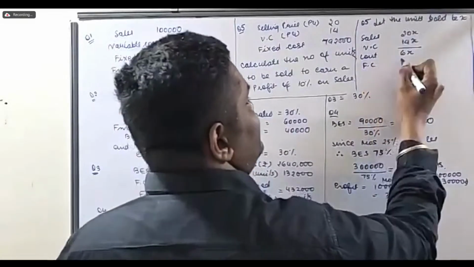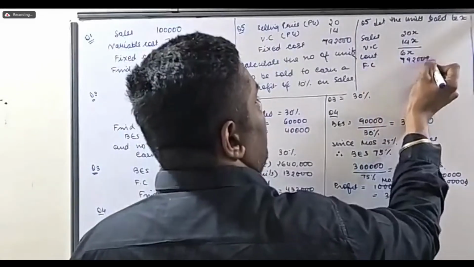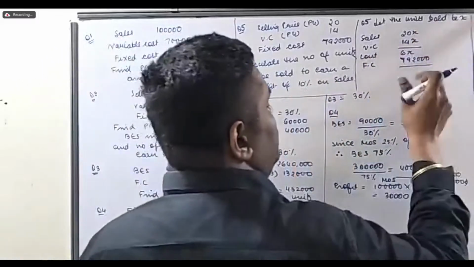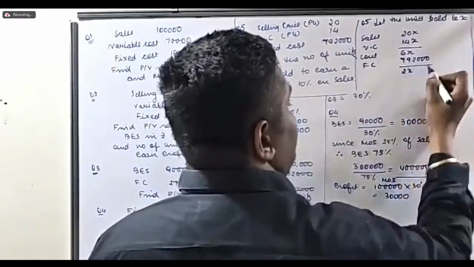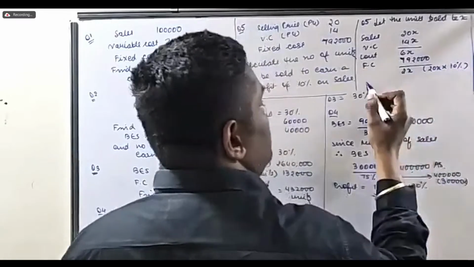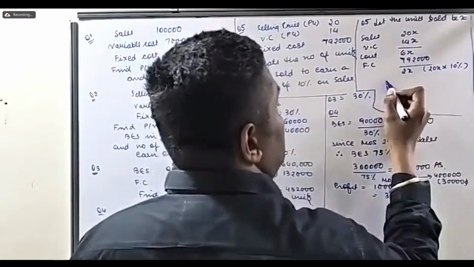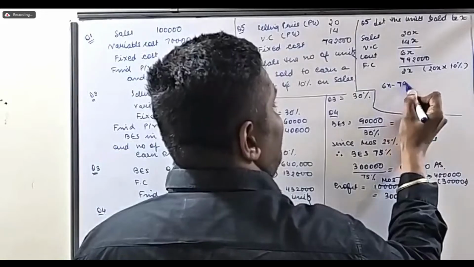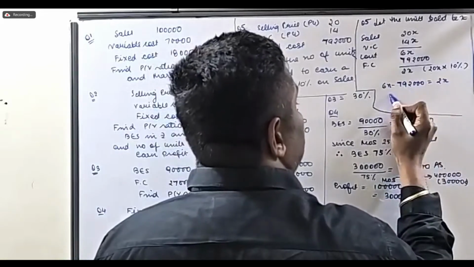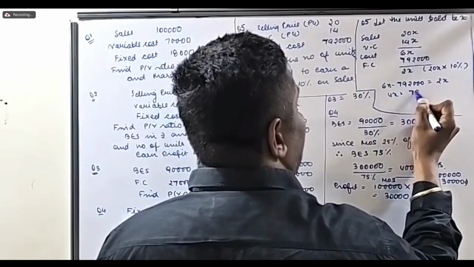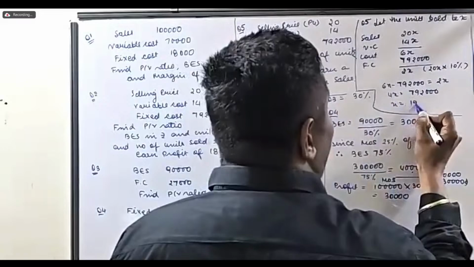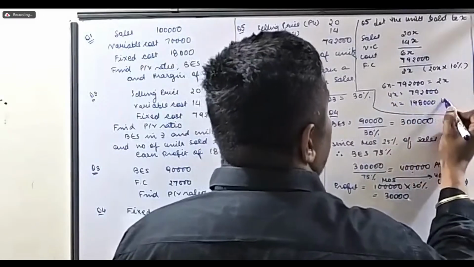My fixed cost is 7,92,000. If we subtract, we should get 10% on sales. So 20X into 10%, that is 2X. So in short, 6X minus 792 should be 2X. So 4X is equal to 792. So X will be 1,98,000 units.